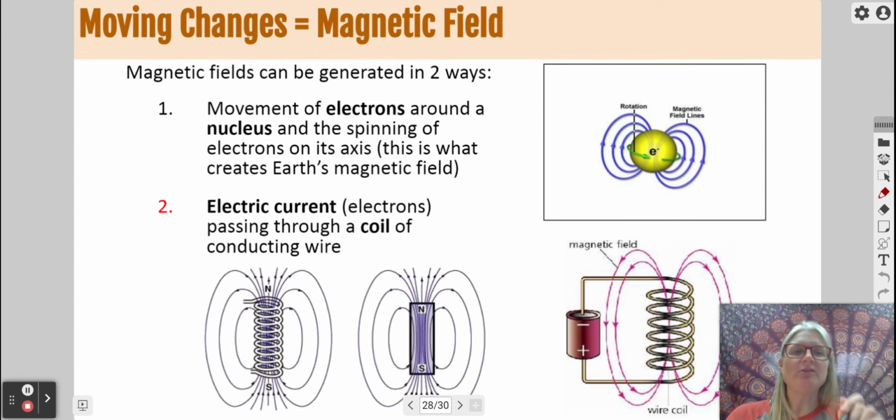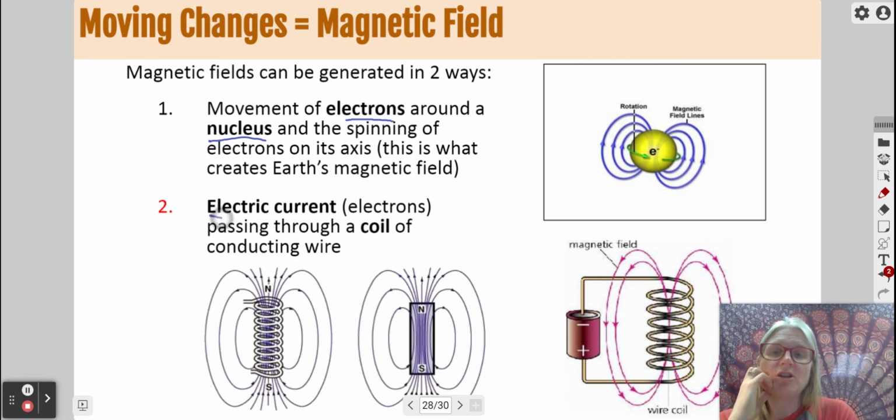Alrighty. Okay, so how do you get a magnetic field? You may already have an object that's magnetized. It's probably magnetic because of the electrons that are moving around the nucleus, and this movement of electrons causes a magnetic field.